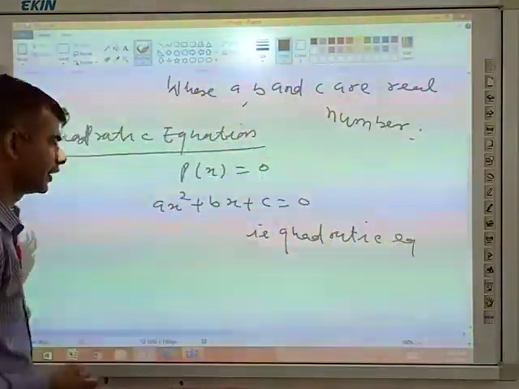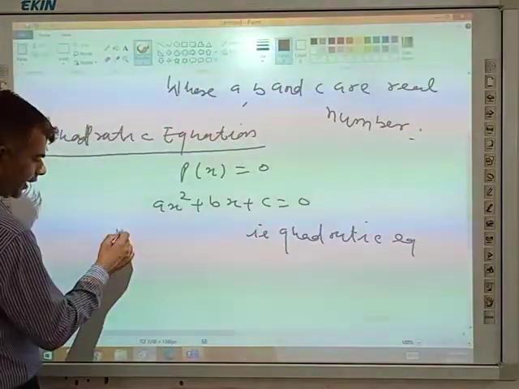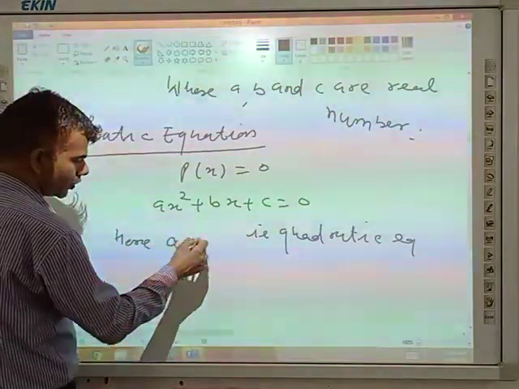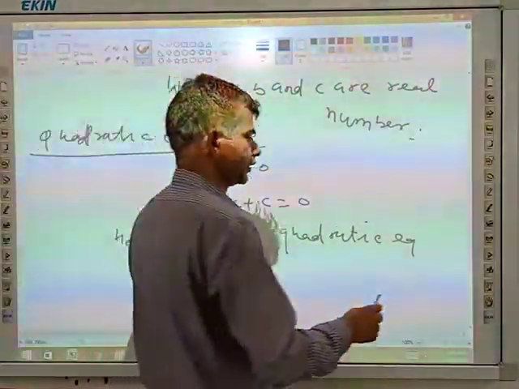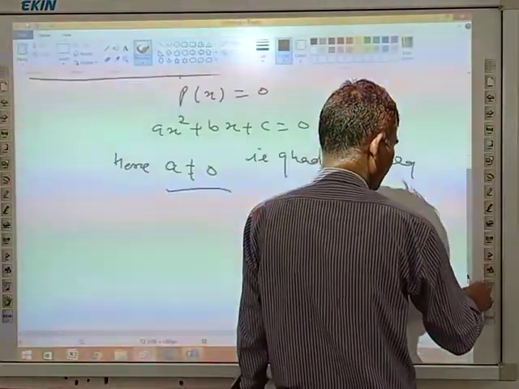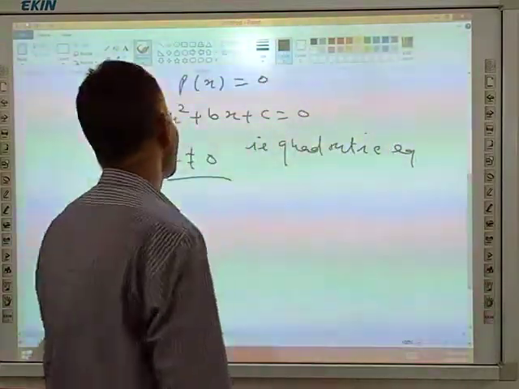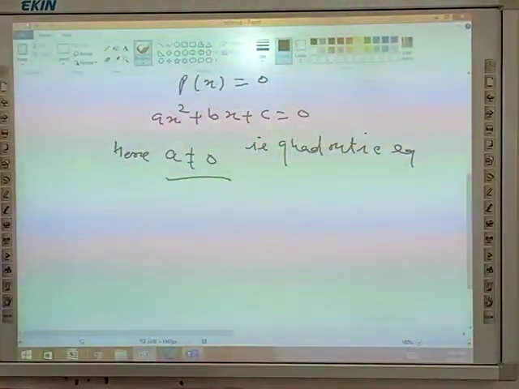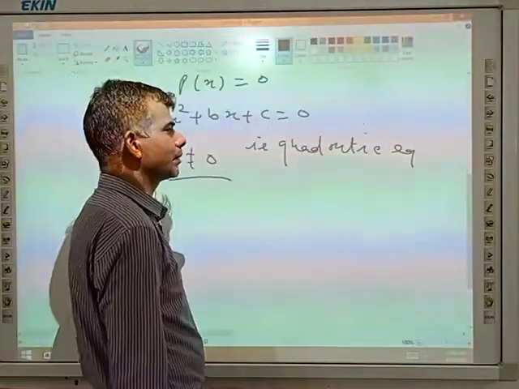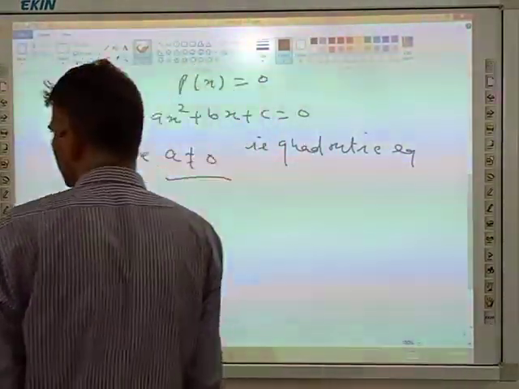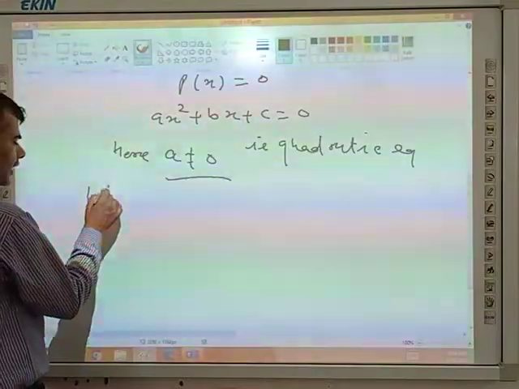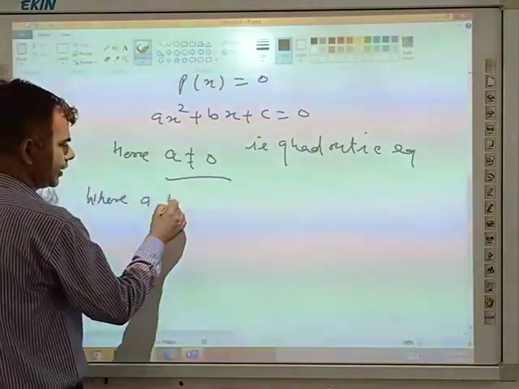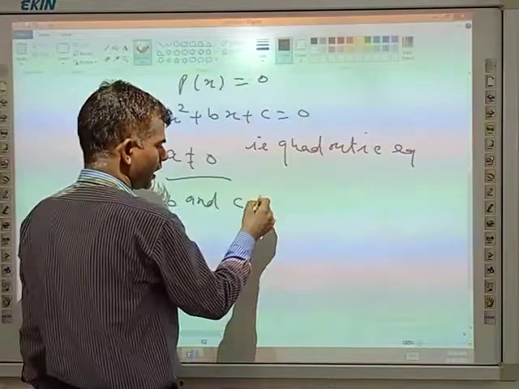Students, here a not equal to 0. आपका जो a है वो 0 के इक्वल नहीं होना चाहिए. If your a becomes 0, then it becomes a linear equation, bx plus c equal to 0, a linear equation in one variable. So a is not equal to 0, where a, b and c are real numbers.